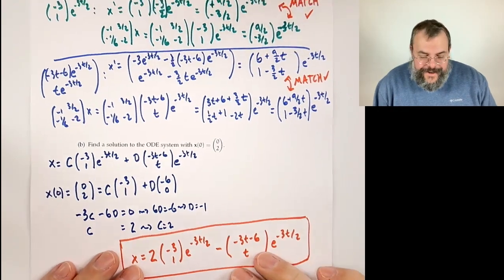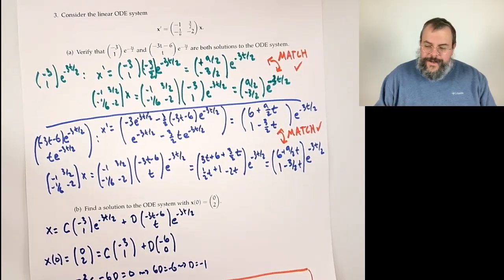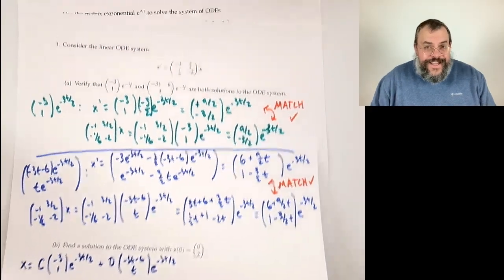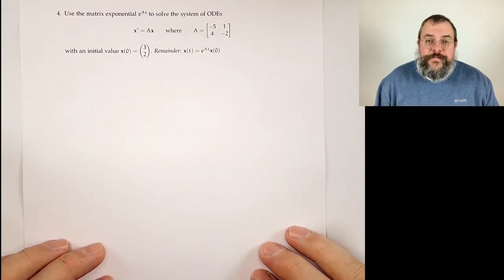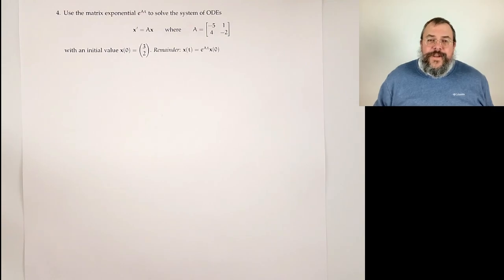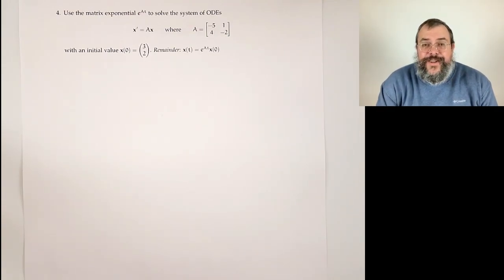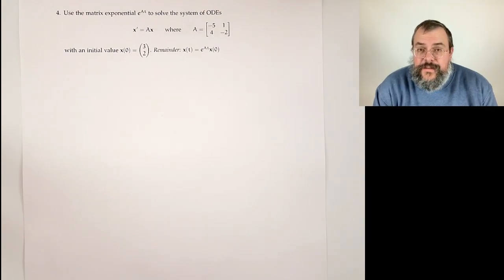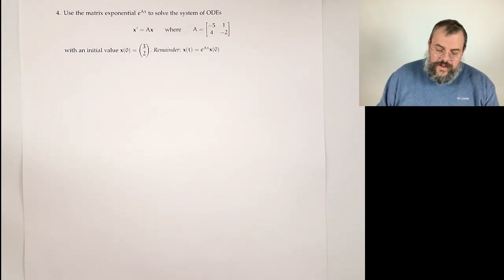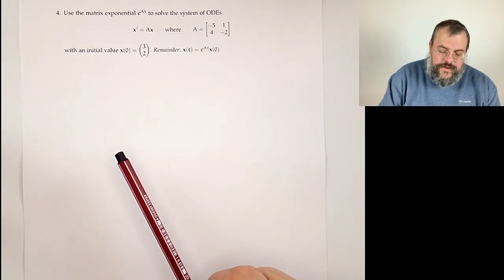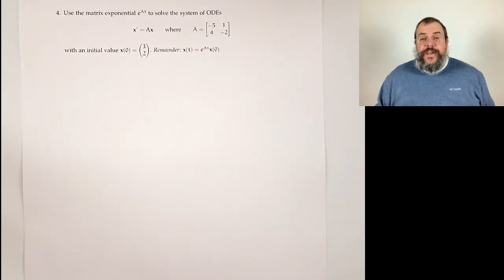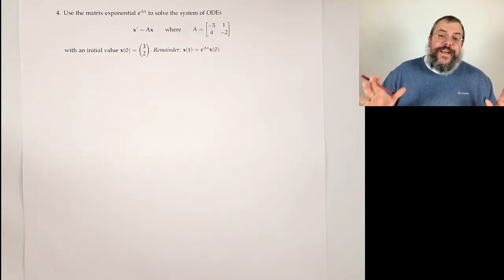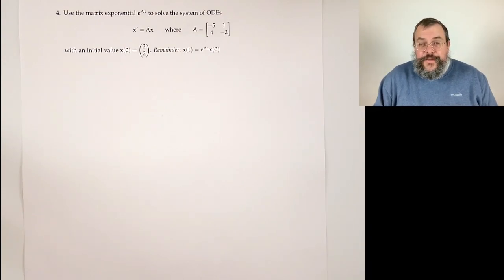Great. All right. Good. We're halfway there. All right. So let's go to number 4. Use the matrix exponential e to the At to solve the system of ODEs x prime equals Ax. A is this matrix, (-5, 1; 4, -2), with an initial value, x of 0 equals (3, 2). And it says, hey, here's a reminder, x of t equals e to the At, x of 0.